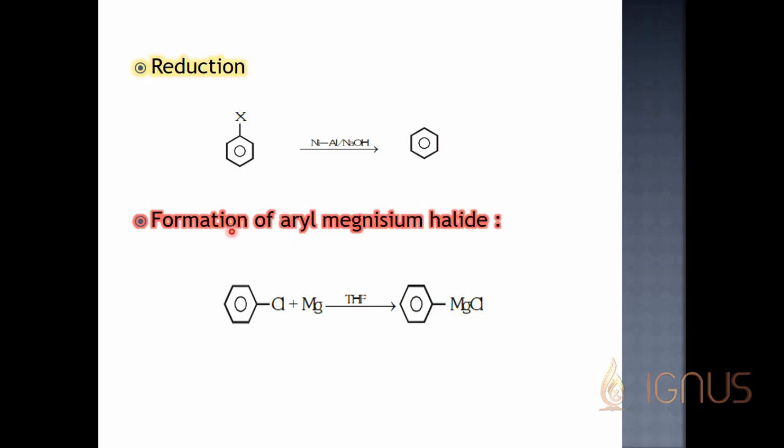Next, formation of aryl magnesium halide, that means formation of Grignard reagent. When we treat chlorobenzene with magnesium in presence of THF, that means tetrahydrofuran, which is an ether type of compound, here we will be getting C6H5MgCl. It's a Grignard reagent.